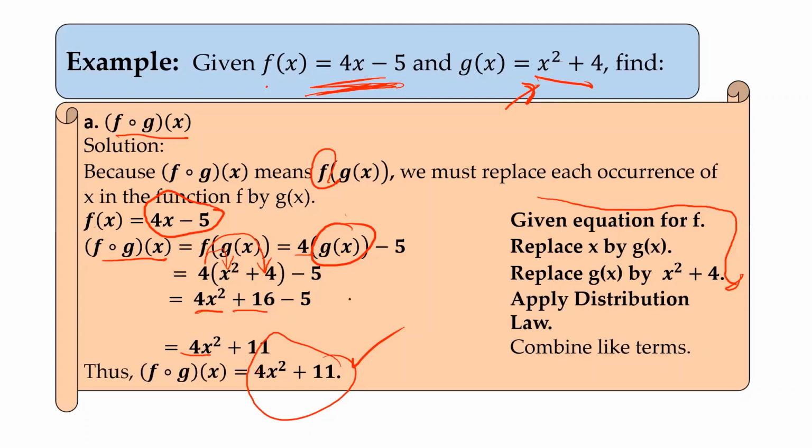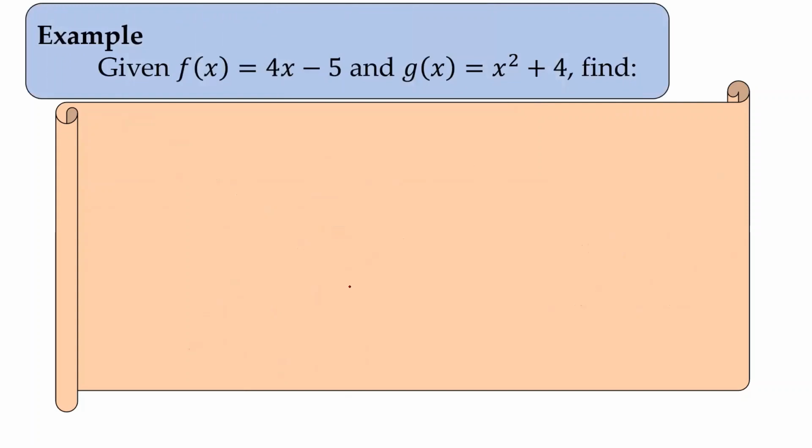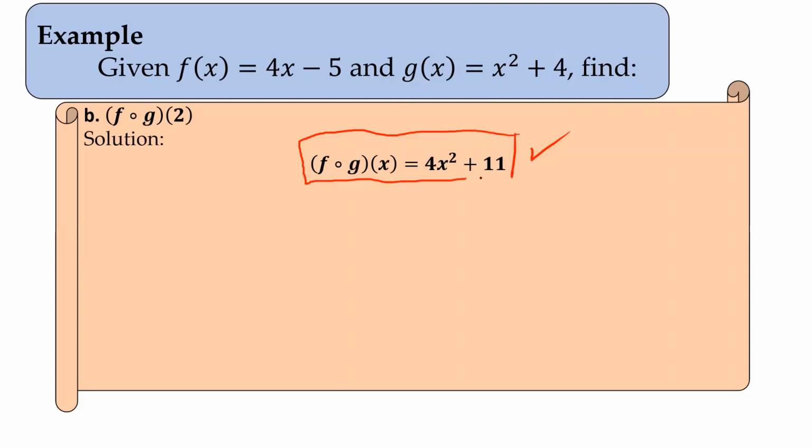Now, what if we are tasked to evaluate a particular given replacement of x? So, what if like that? F composed with g of 2. Now, we will do it like this. Remember the answer from the previous slide. The answer from the previous slide is this: f composed with g of x is equal to 4x squared plus 11. Ito yung sagot kanina sa previous slide. Alright? But we are tasked to evaluate if x is 2.